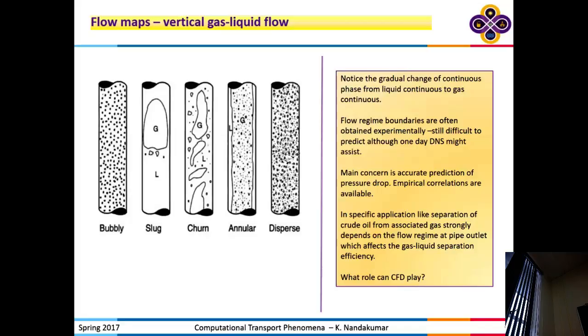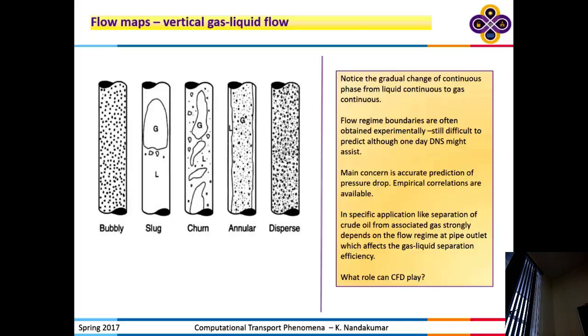As you increase the gas flow rate, these gas bubbles come together and coalesce, and they can form big slugs like this. There's a big gas, and then there's liquid. But as you continue to change this, what you find is, here it's a dispersed flow. And what happens here is, gas is the continuous phase.